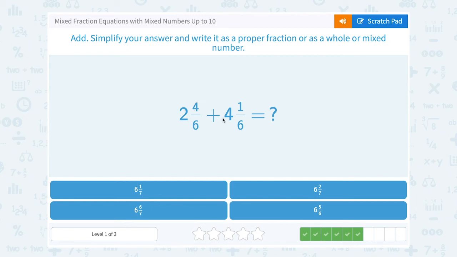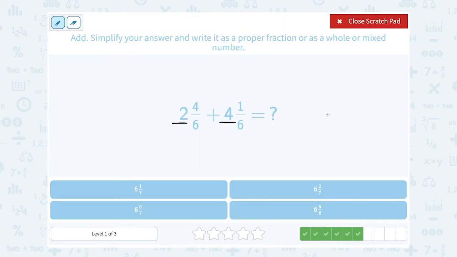2 4/6 plus 4 1/6. Now, I could make them improper fractions and add them together, or I can add the whole number with the whole number, fraction with the fraction. In this case, I think it's going to be a little easier to do that. If I look at the whole number part, 2 plus 4 is going to give me 6. If I look at the fraction part, I have 4/6 plus 1/6. Now those have a common denominator of 6. So I'm going to keep that denominator, and if I add the top or the part, 4 plus 1 gives me 5. So altogether, I would have 6 5/6.